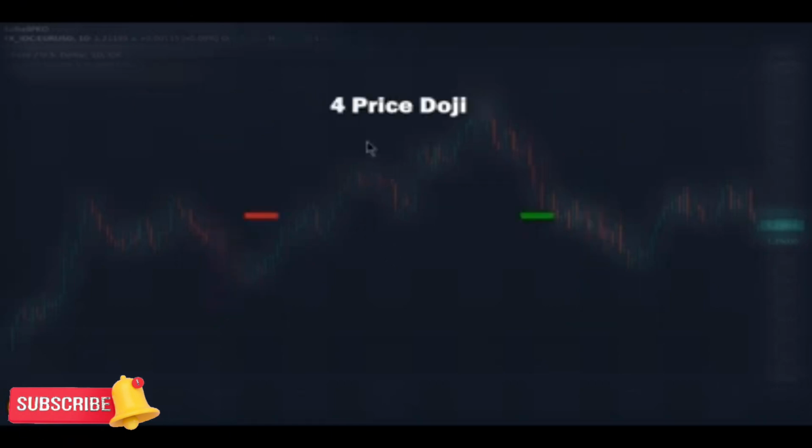And the last one is called 4-price doji. In this doji, open, close, high, and low are equal, and we only have one horizontal line, and it shows the ultimate indecision, greater amount of indecision in comparison to plus sign doji. But 4-price doji is not very common and it rarely forms on the charts.